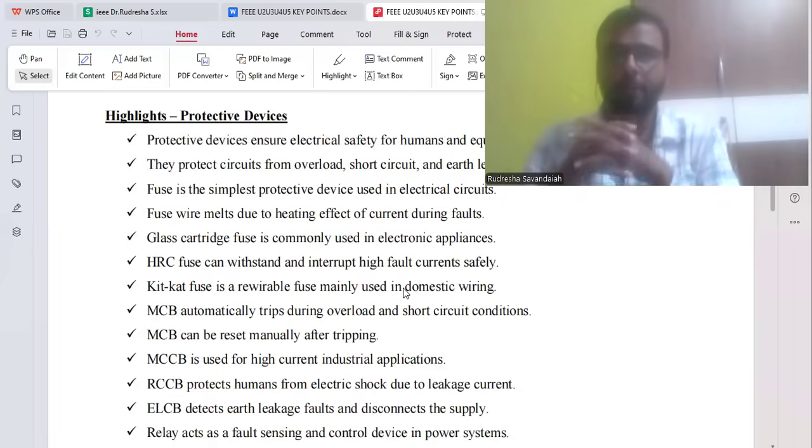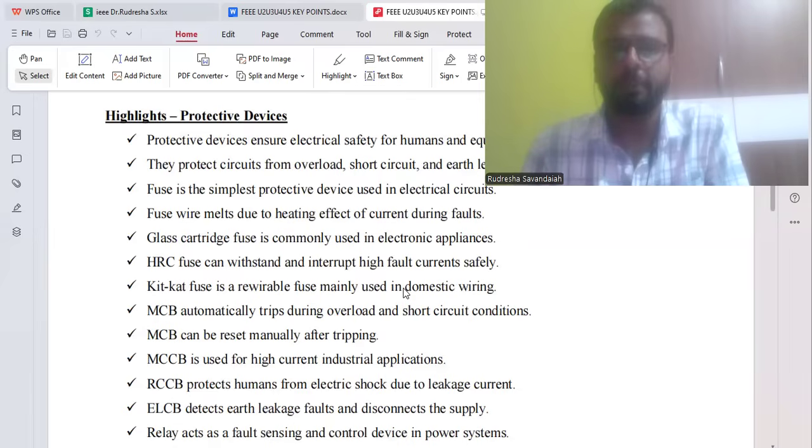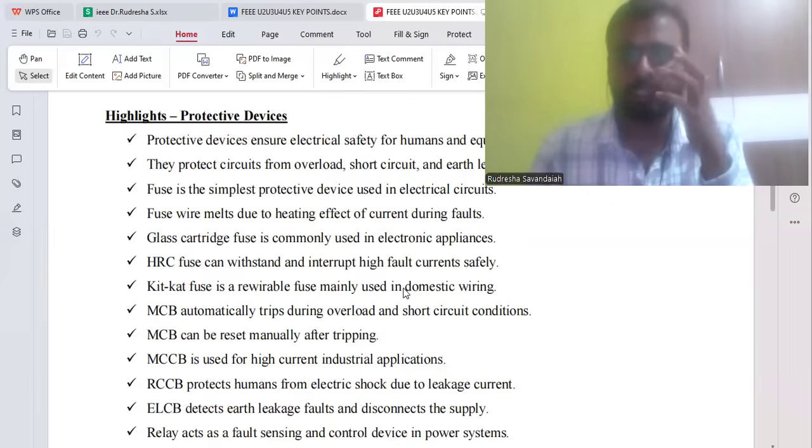See here, protective devices ensure the electrical safety for women and equipment. They protect the circuit from overload, short circuit, and earth leakage.